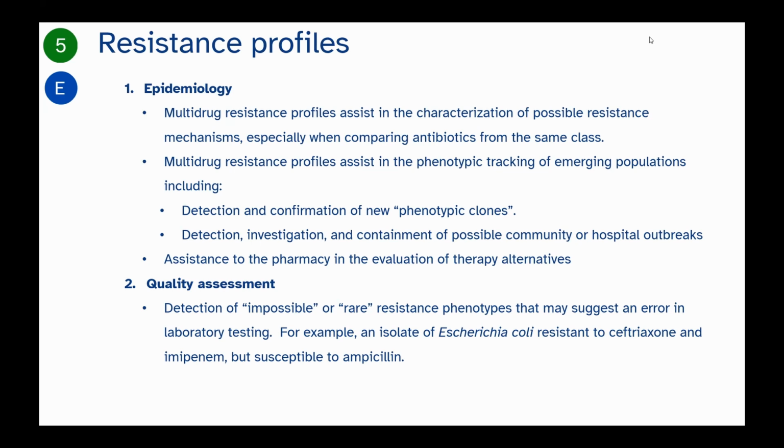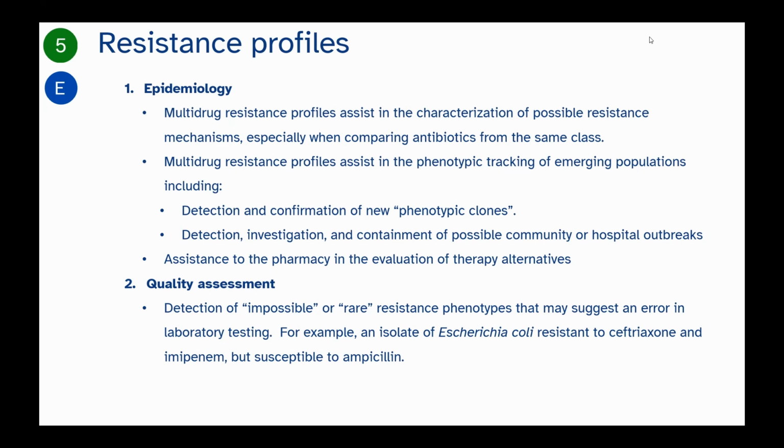Multi-drug resistance profiles also assist in the phenotypic tracking of emerging populations. This could include the detection and confirmation of new phenotypic clones that you have not seen previously. It can also include the detection, investigation, and containment of possible community or hospital outbreaks based on their phenotype. If necessary, you can also do molecular typing to confirm the clonality.